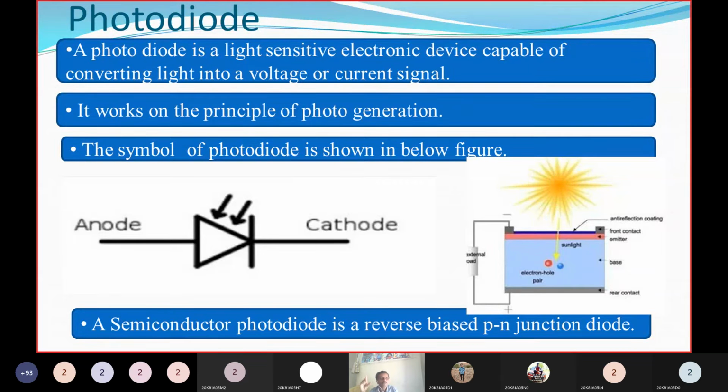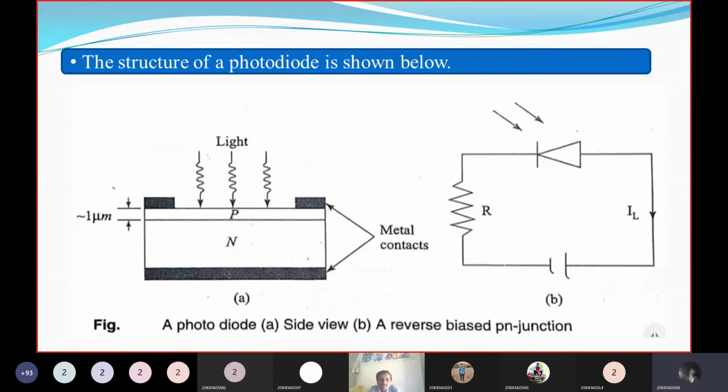An LED will emit the light, while a photodiode absorbs the light. If you compare like that, you can easily remember some points regarding the photodiode. Okay. Now, next one, the structure of the photodiode is shown below here.